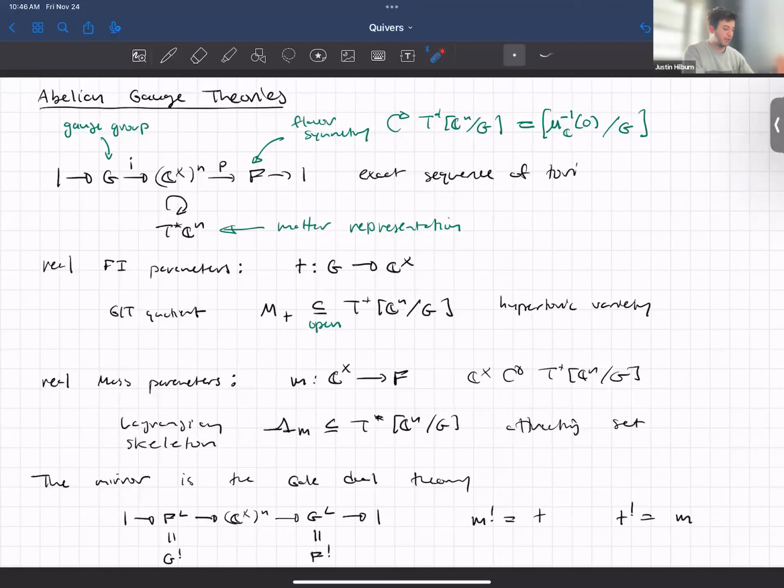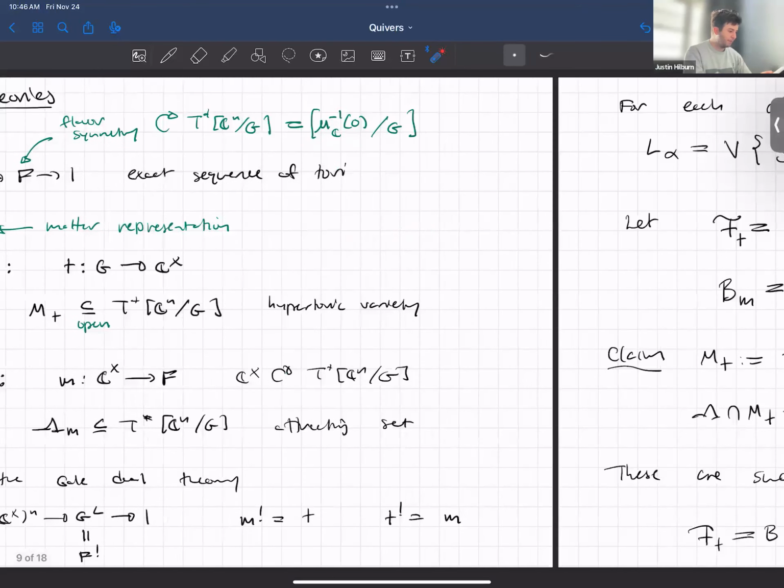And I'm going to choose a real mass parameter. This real mass parameter determines a Lagrangian inside, which is an attracting set. And the mirror symmetry swaps the roles of F and G, like you take Langlands duality of the whole sequence, swaps the roles of F and G, and it swaps the roles of M and T.